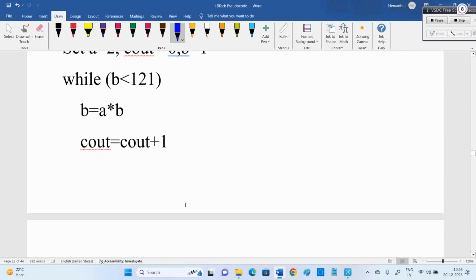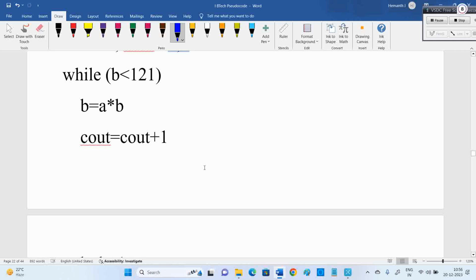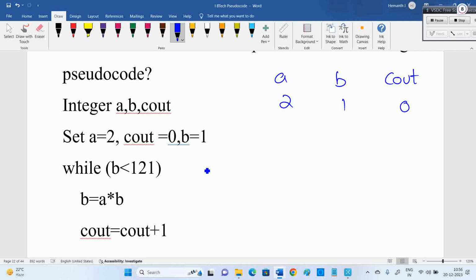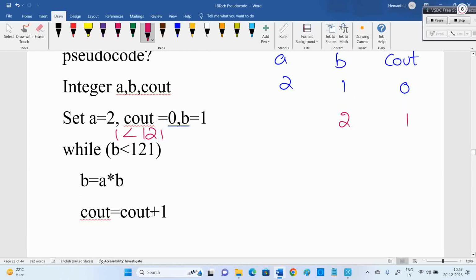Now here, C should be increased by 1, B should be increased by 1. B equal to A into B until B less than 121, we have to keep doing that. So what is A into B here? Is B less than 121 or not? B value 1, is 1 less than 121? Is satisfied. So B equal to A into B. A value 2, B value 1, the product is nothing but 2 updated. C increased by 1. B also increased by 1. So B should become 3.